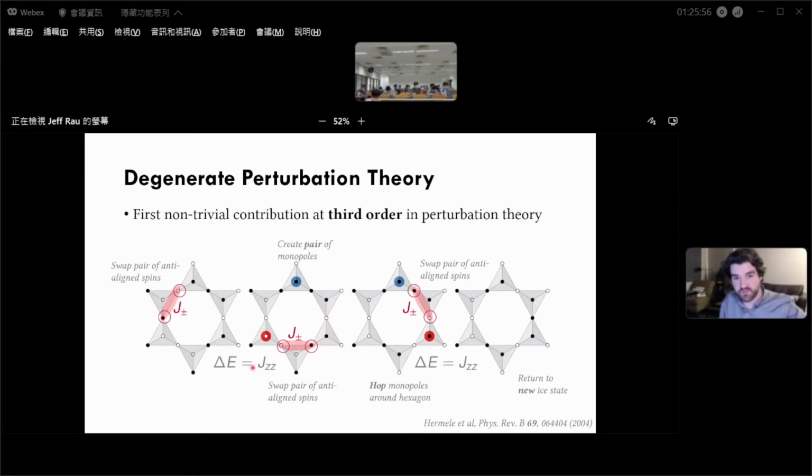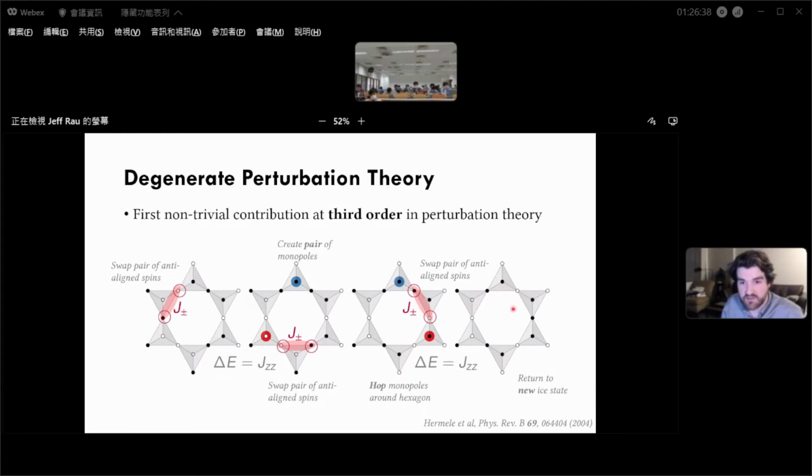The cost is of order this Ising coupling. If I keep applying this, so I apply it down here, I can move these monopoles around. If I swap these two spins, this red one goes from here to over here, right? So still out of the manifold, still has this cost. But if I apply it one more time, I can hop this monopole all the way over to this blue one, and they'll annihilate. Okay, I end up back in a nice state. So this is the lowest order process that gives you something non-trivial in degenerate perturbation theory. You basically create a pair of monopoles with this perturbation, a positive one and a negative one, and then using this perturbation, you hop them around the shortest possible loop, which is this hexagon, until they annihilate.